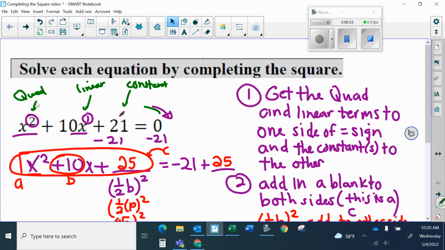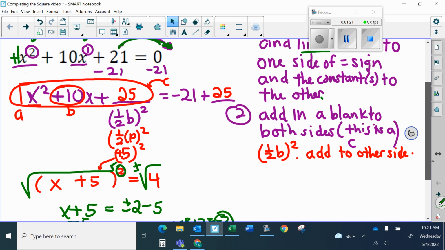So when we're solving by completing the square, we want to get the quadratic and the linear terms, those that have variables in them, to one side of the equal sign, the constant, or constants if there's more than one, to the other. We want our leading coefficient always to be positive 1. It is positive 1 right here, so we leave it on this side. The constant then goes to the other side. So the opposite of plus 21 is minus 21, subtracted across. Okay, that's our first step.